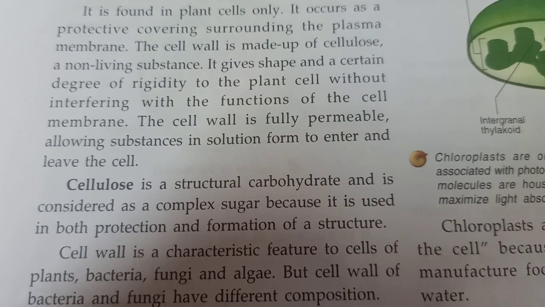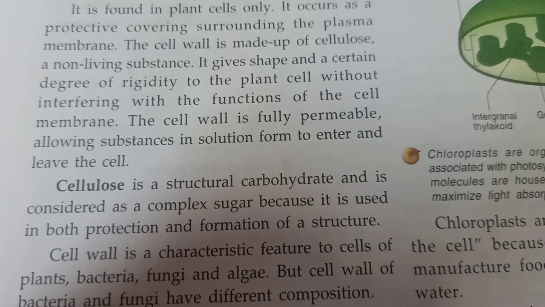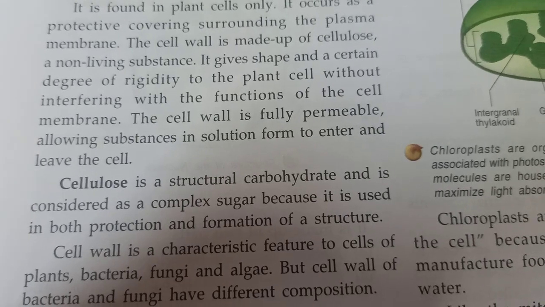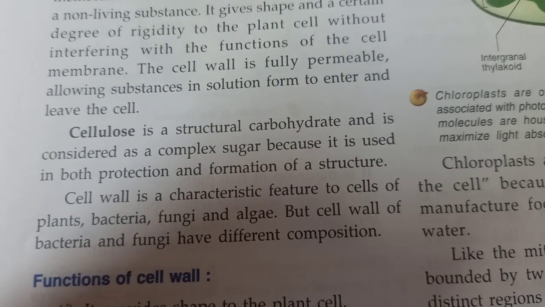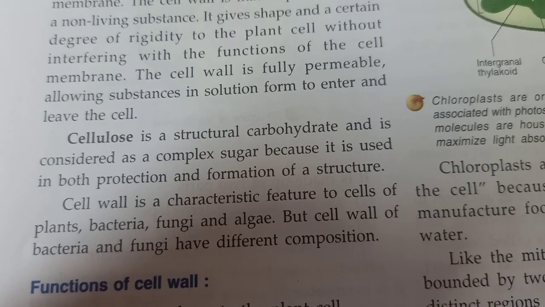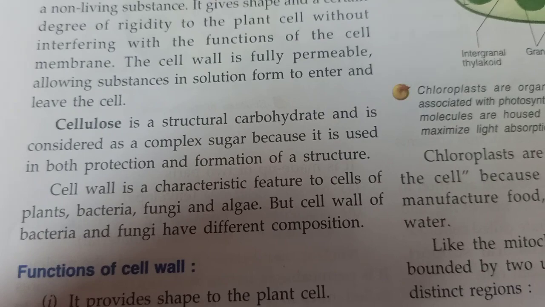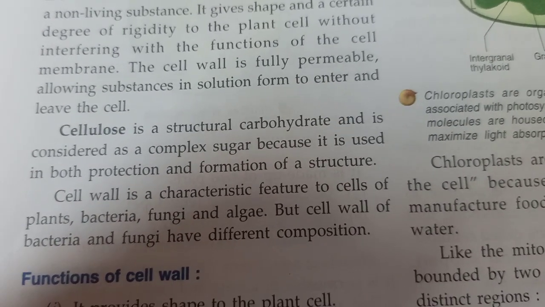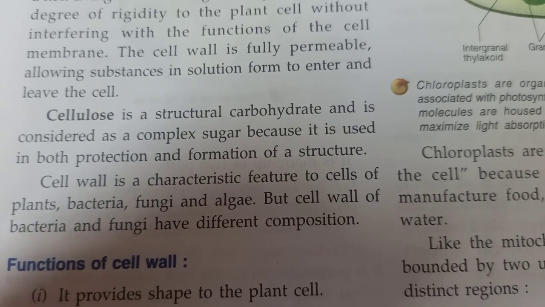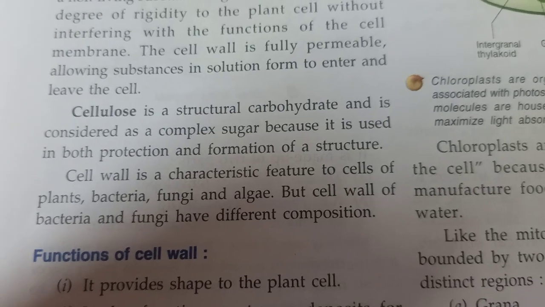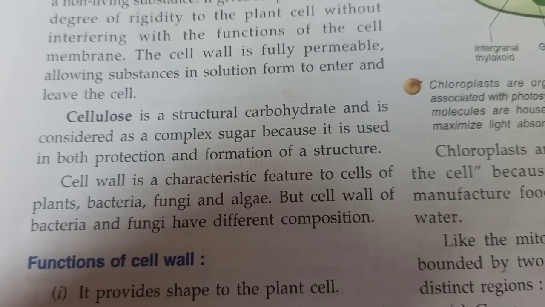Now the cell wall is fully permeable, allowing substances and solutions to enter and leave the cell. Cellulose is a structural carbohydrate and is considered a complex sugar because it is used in both protection and formation of a structure. Now cell wall is a characteristic feature of cells of plants, bacteria, fungi and algae. But the cell walls of bacteria and fungi have different compositions. So this is about the cell wall.